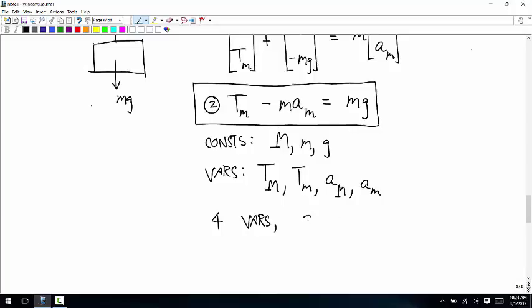At this point, in the case where we weren't including the mass, how many variables and how many equations did we have? Remember? We had two equations and three variables, so we needed one constraint equation. This time we need two constraint equations.